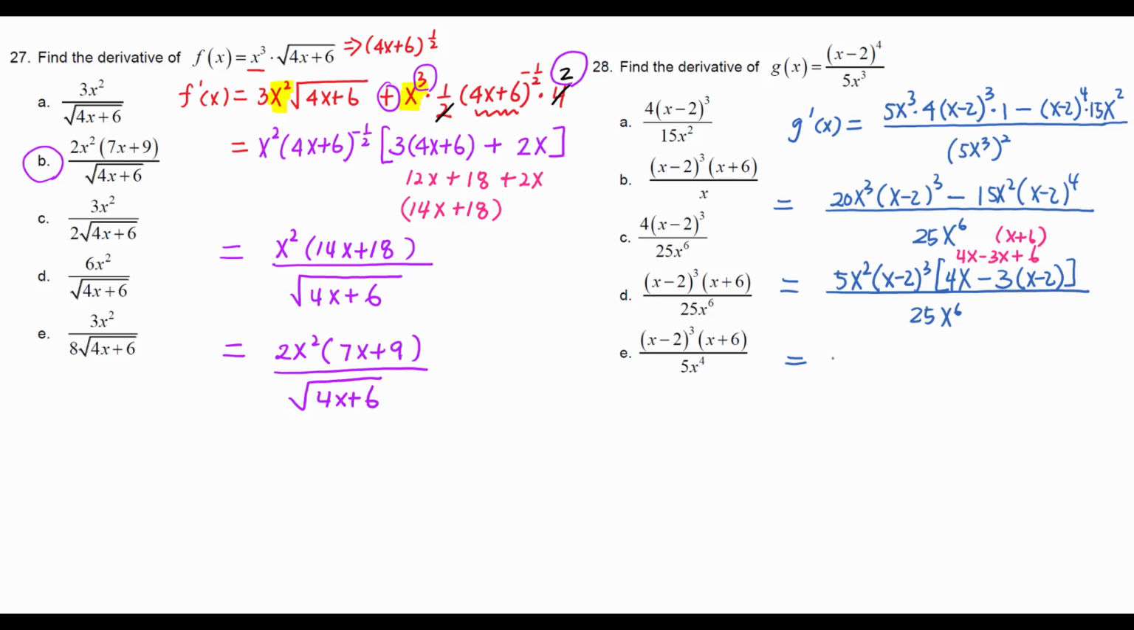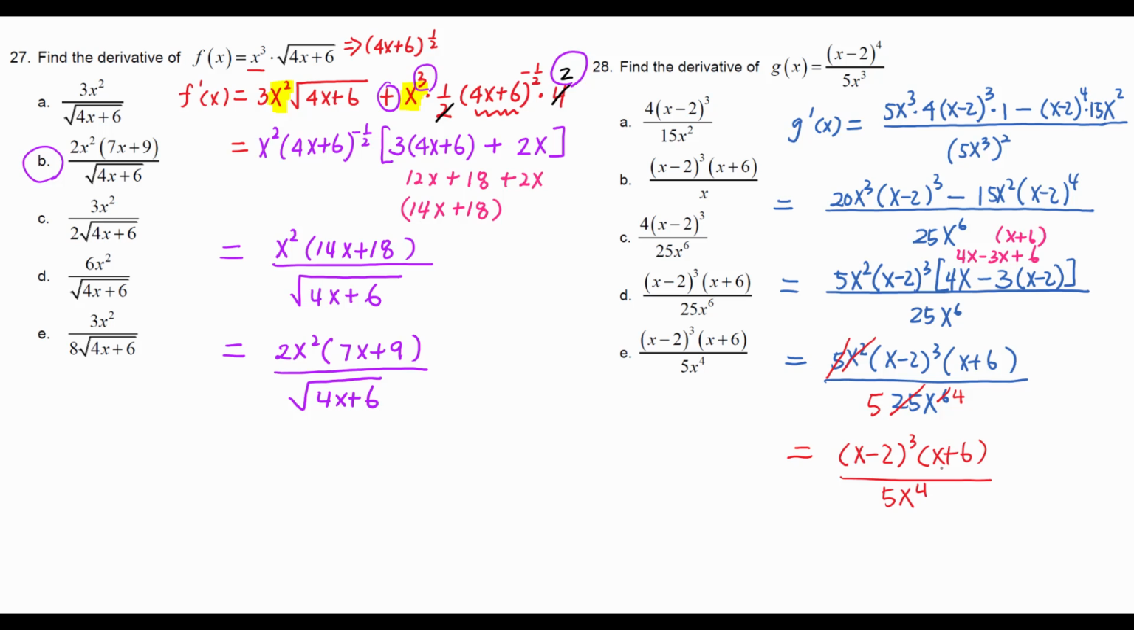So I'm going to get 5x² (x − 2)³ times (x + 6) over 25x⁶. But then the 5 should cancel, and I will still have a 5 there. The x² cancels, and I will have x to the power 4. So the final answer is (x − 2)³ times (x + 6) over 5x⁴. So the answer is E.